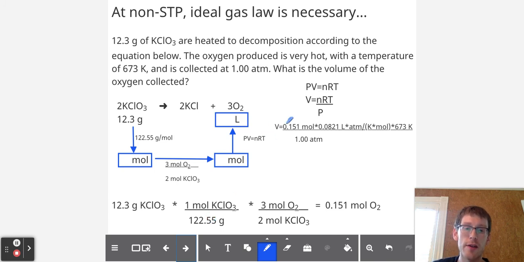And if I just substitute in the variables as I know them, again, moles times gas constant times temperature divided by the pressure is equal to the volume. What I end up with is that the volume is 8.34 liters. And that's how you would use the ideal gas law to solve problems involving gas stoichiometry at non-STP conditions.